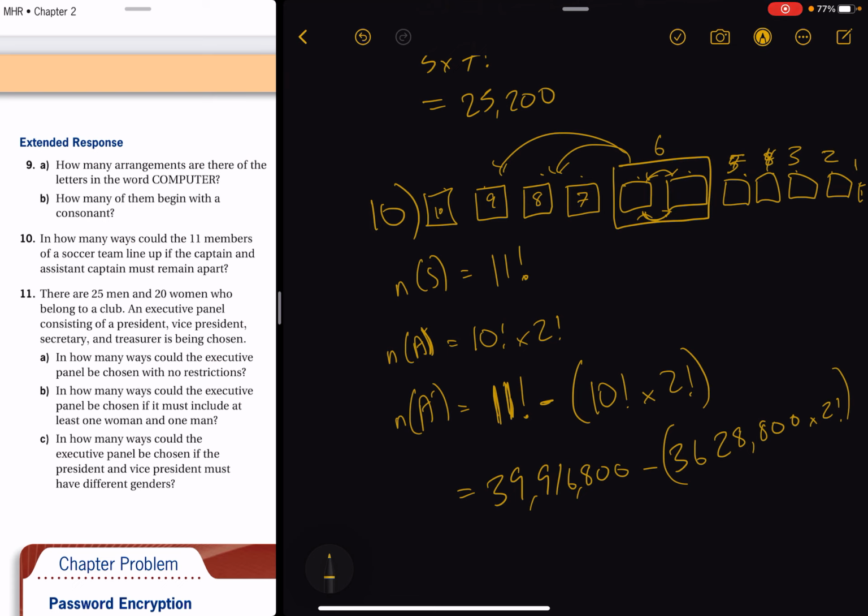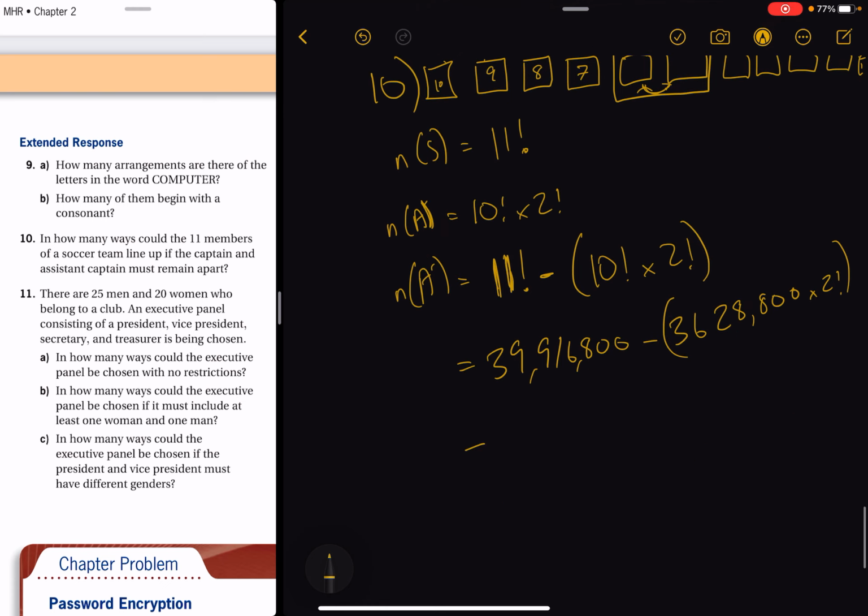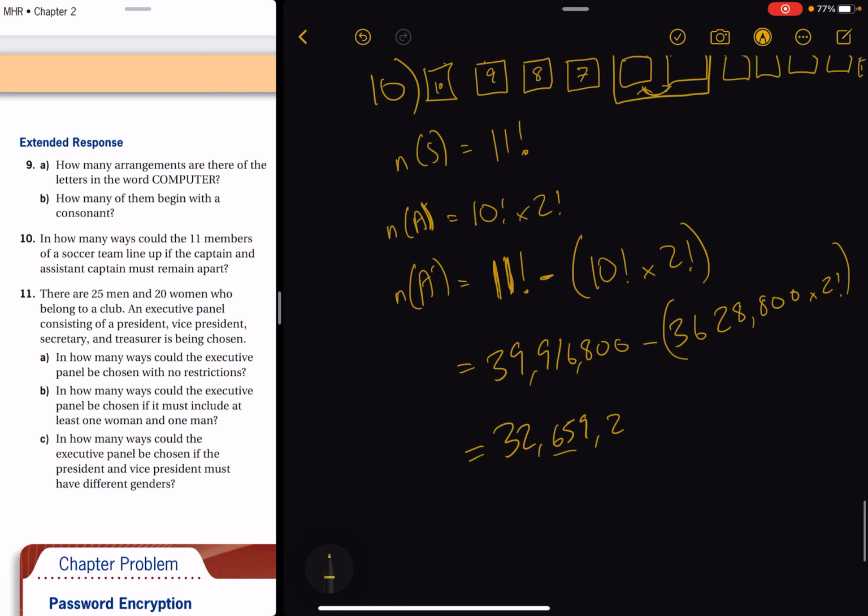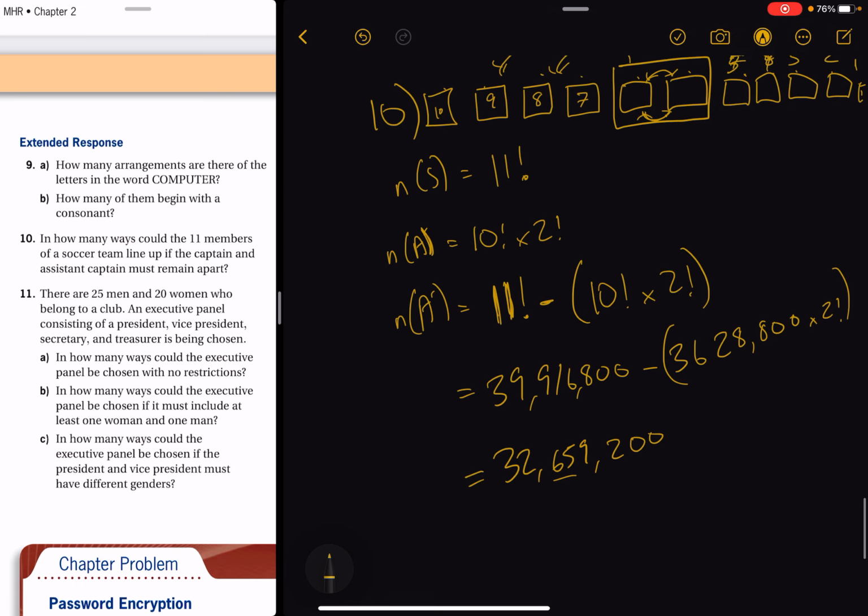And that's equal to, well, I'll just do the math. 11 factorial, take away, open brackets. You guys can't see this. 10 factorial times 2, close brackets, equals, the answer is equal to 32,659,200. Okay. So that's the answer to number 10.